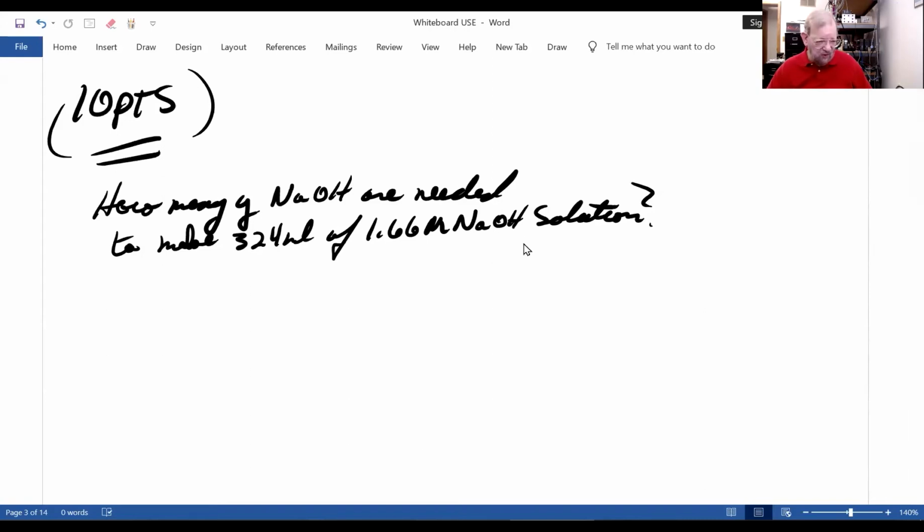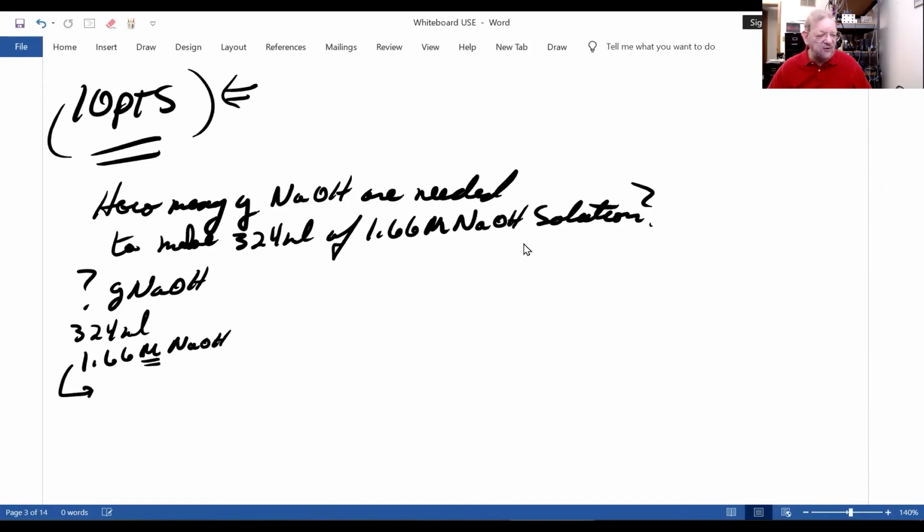Now, the first thing is, what are you being asked to find? Oh, by the way, did you notice 10 points? You're asked to find grams of NaOH. What are you given? 324 milliliters of solution, and we're given this number 1.66 capital M NaOH. And what does the M stand for? Molarity. So what that really means is 1.66 moles of NaOH per 1,000 milliliters.